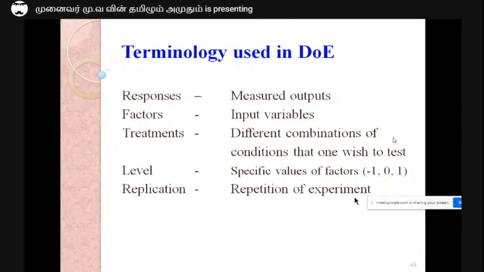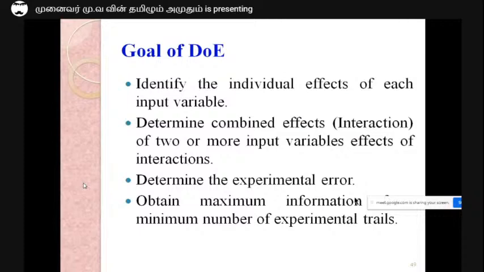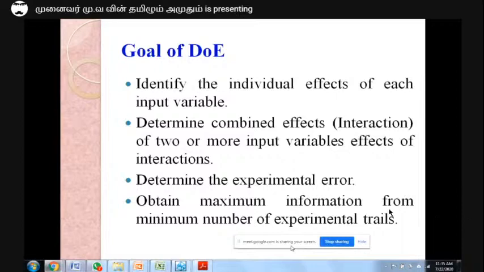Treatment: different combinations of the conditions that one wishes to test is nothing but treatment. Level: specific values of factors is nothing but level. We need to have clarity over the level, which I will reveal. Replications: for the same experiment, how many times we are repeating, that is nothing but replications. And the goal of DOE: identify the individual effect of each input variable, determine the combined effect, that is interaction effect, and determine the experimental error, obtain maximum information from the minimum number of experimental runs.